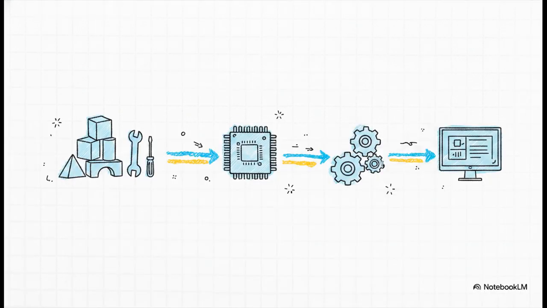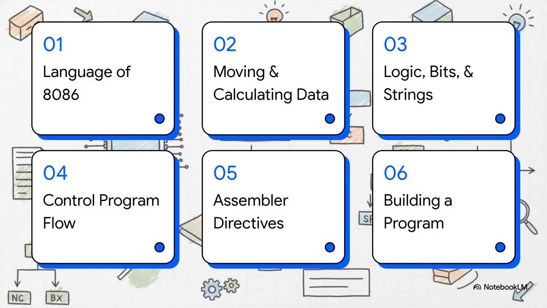It is honestly wild to think about, but every complex action this processor performs boils down to just 117 fundamental instructions. That's it, just 117 commands making up this incredibly concise vocabulary that literally forms the basis for infinite computational possibilities. We'll be moving quickly today through the language of the 8086, how we move and calculate data, logic, bits, and strings, controlling program flow, assembler directives, and finally, bringing it all together to build a complete program.